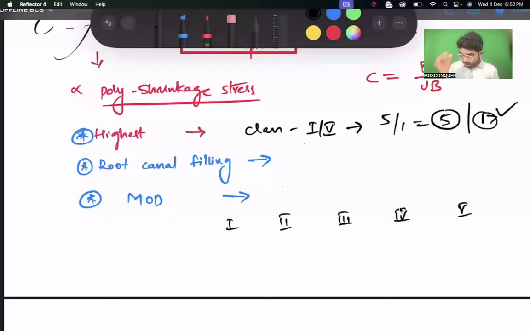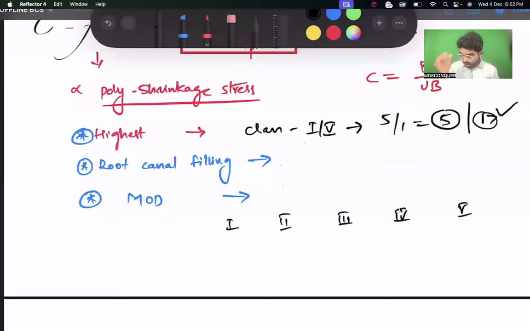Class 2 is 4 by 2. Class 3 is 3 by 3. Class 4 is 2 by 4. Clear? C factor for root canal is? The C factor for root canal according to Phillips is around 1000. They have given it as a statement, around 1000.